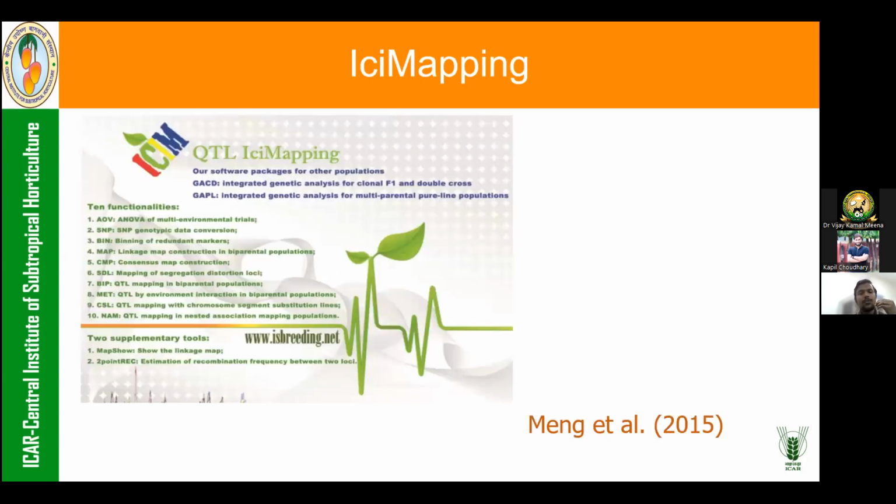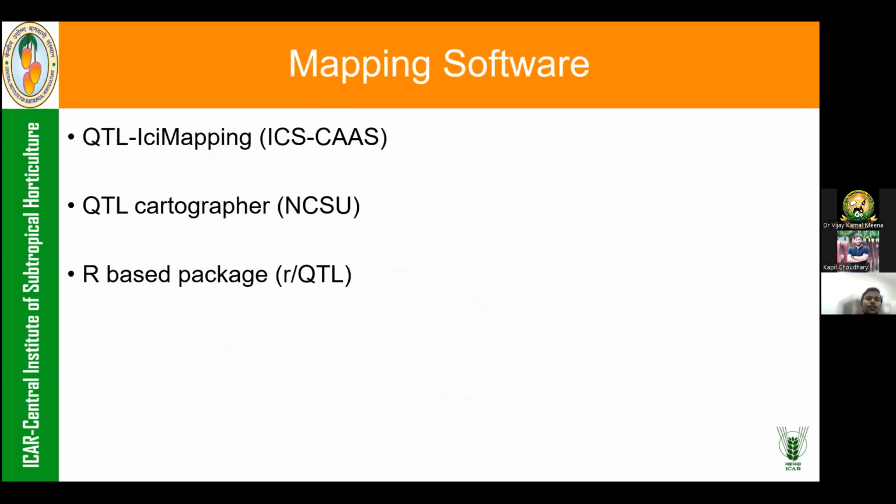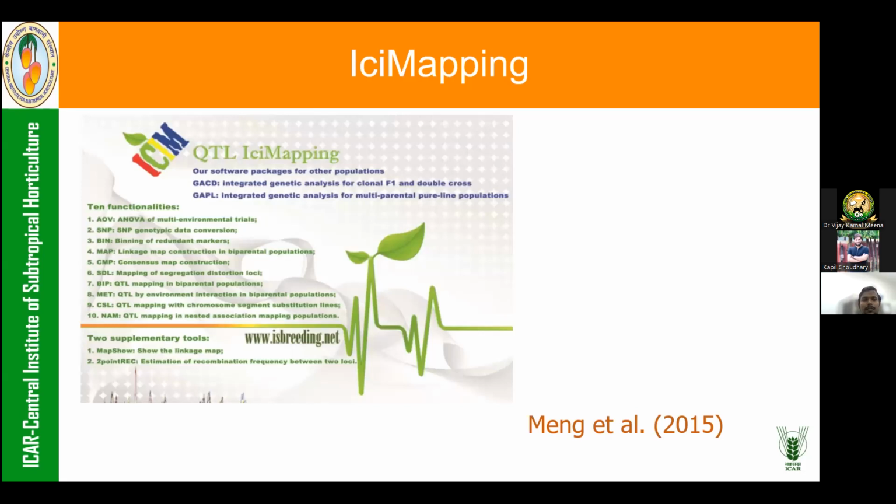This was developed by Meng et al. in 2015. It takes into consideration different kinds of populations, whether you have DH, RIL, F2, or backcross populations. Earlier, with QTL Cartographer, you had to create a linkage map by using MapMaker. But in the case of QTL IciMapping, you can create a linkage map in the software itself.